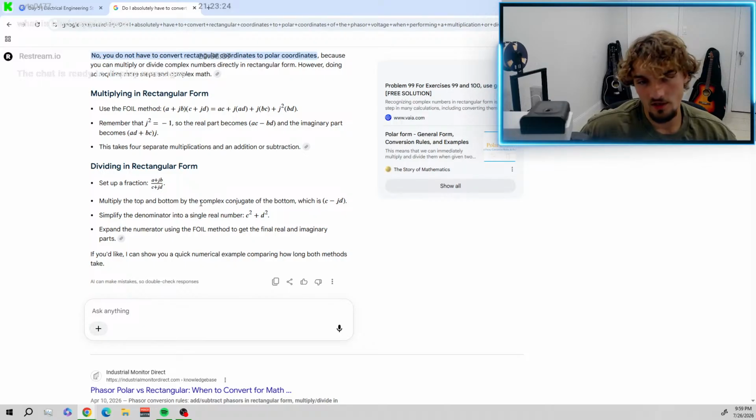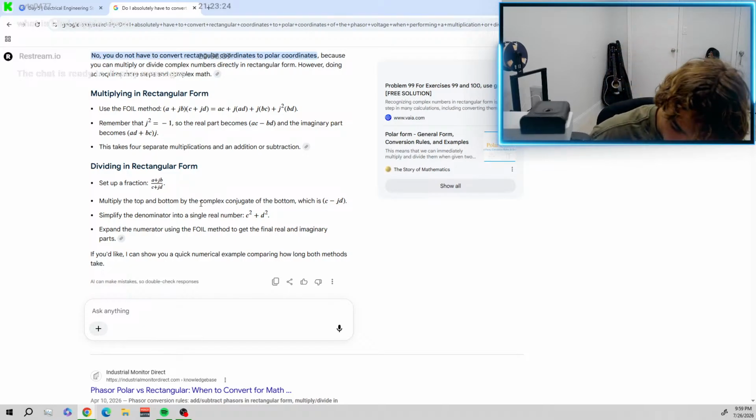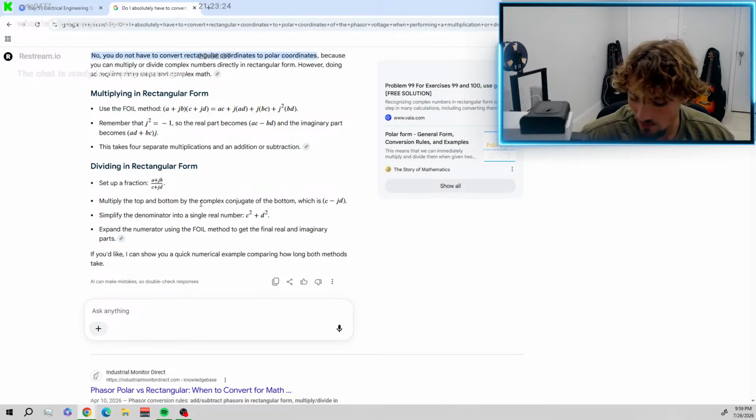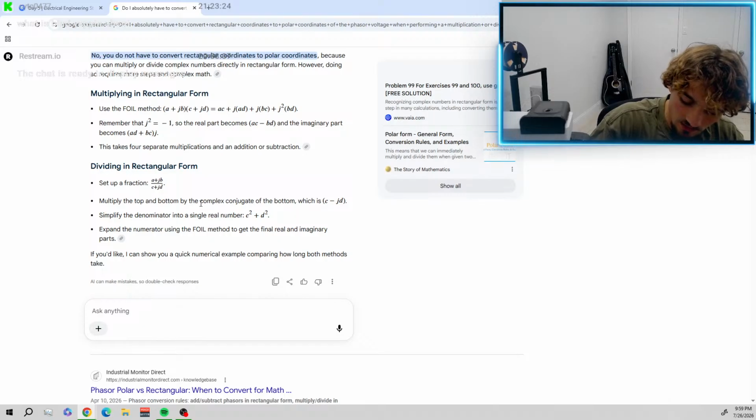So the complex conjugate, which is C minus JD. Okay, so that's not... wait, is that what I've got going on here? It's kind of what I've got going on here. Oh, it really is. All right, so let's try this then. Let's take it to this point.